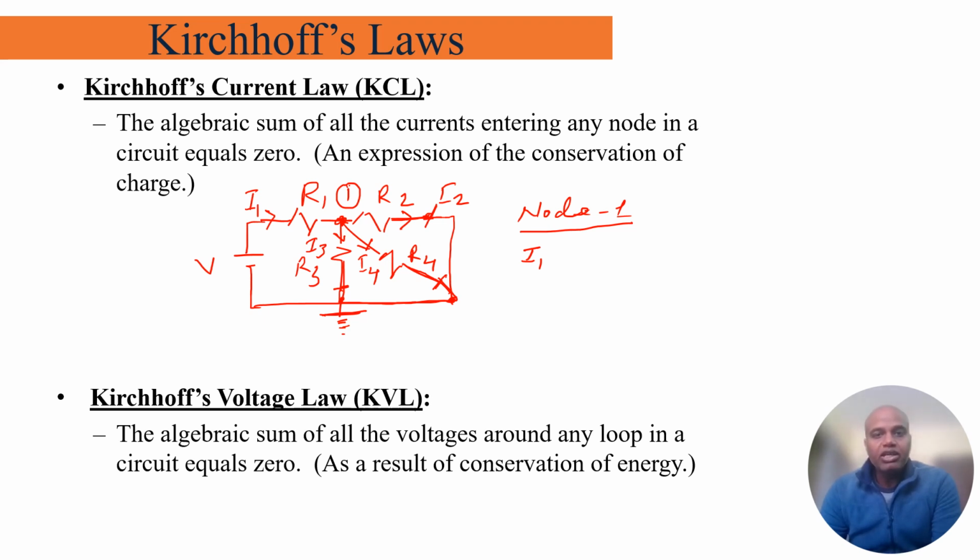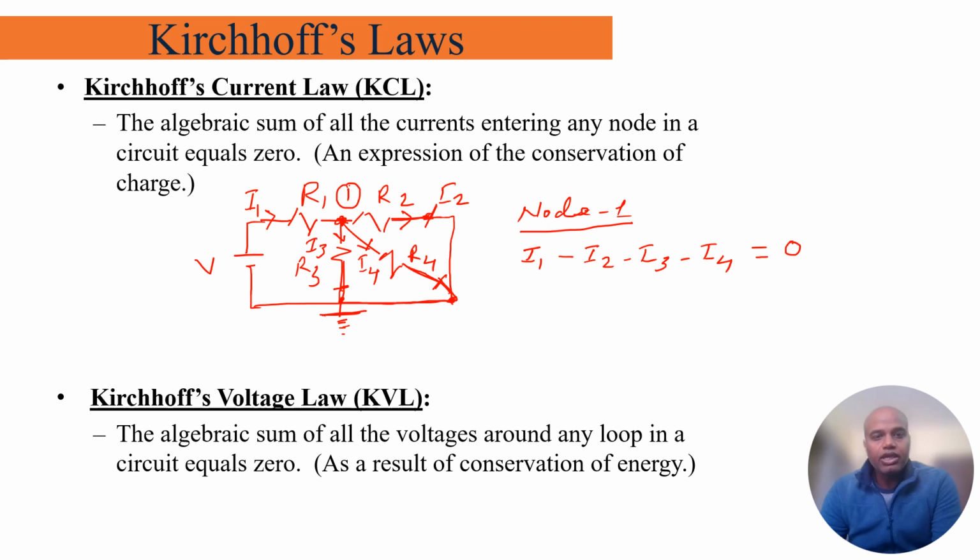So here, if I take I1 as positive, which is incoming current, and I2 is outgoing, similarly I3 is outgoing, similarly I4 is outgoing. So all the three currents are negative, which is outgoing. So the algebraic sum of all the 4 currents will be 0. So this is the meaning of the KCL in a circuit at a particular node.